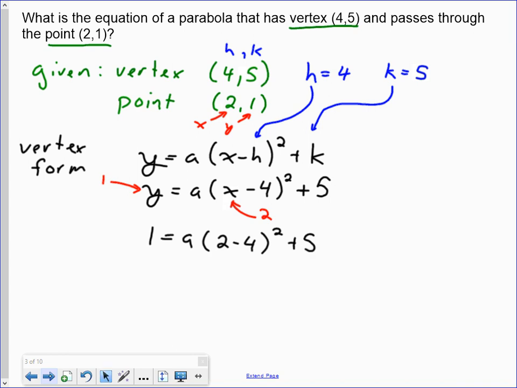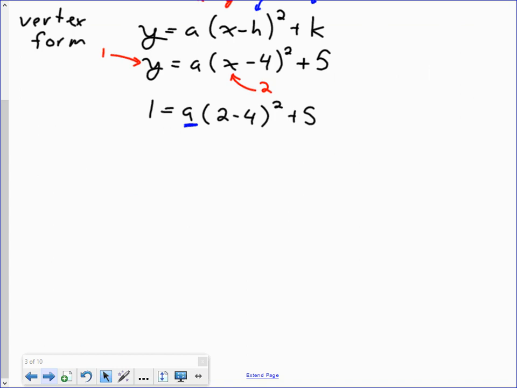Now the only thing that we need to solve to get our equation here is we need to figure out, okay, what is this value of a? So I'm going to take this equation here and I'm going to first simplify. And I'm going to simplify by, well, using our good old-fashioned BEDMAS rules. I'm going to first look at what's inside the brackets. So 2 minus 4 is going to give me a negative 2. Then I'm going to do negative 2 squared is going to give me a 4.